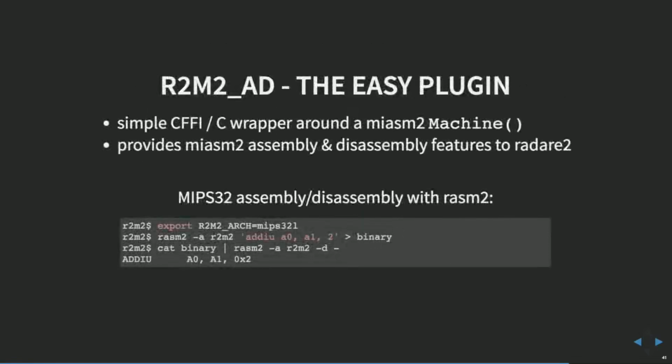Now I want to briefly discuss what I did in r2m2. r2m2 AD, that's the easy one. It's basically a CFFI C wrapper around the MySM machine. You can use it this way, like in the demo. You can export the variable, and you will specify the interface. You can use, for example, rasm2 in order to assemble one instruction and store it in a binary, and then you can disassemble the instruction. Everything is done with MySM. So again, that's R2 calling Python, calling MySM.